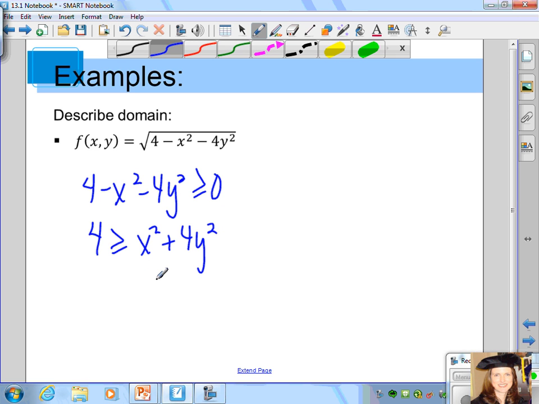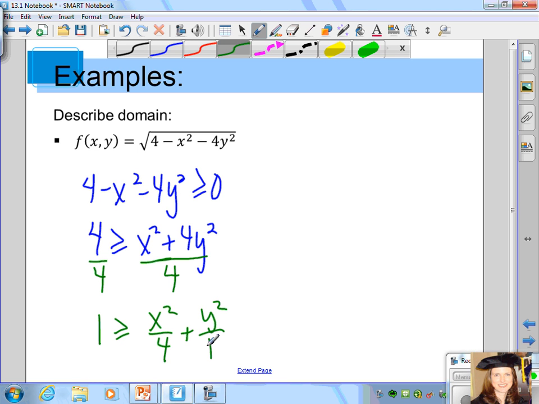We can begin to notice that this is going to look like an ellipse, but we want to get it in the form of an ellipse. An ellipse is in the form of x squared over a squared plus y squared over b squared is equal to 1. So if we divide by 4 on both sides of the inequality, that's not going to change the direction of the inequality. We're going to get 1 is greater than or equal to x squared over 4 plus, 4 divided by 4 is going to be 1, y squared over 1.